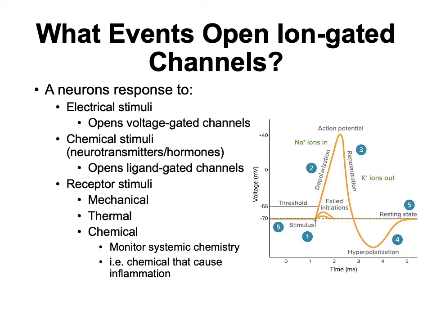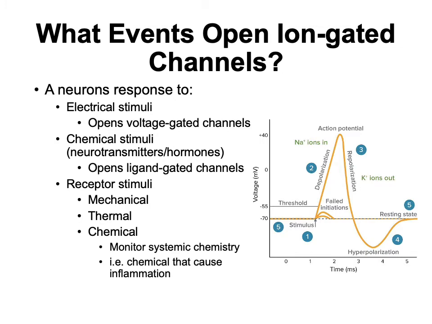And receptor stimuli are mechanical, thermal, and chemical receptors that are in our skin and in our organs, like your Merkel cells, and we have free nerve endings in our skin. We also have mechanical receptors, say in our muscles. When you have a muscle spasm, that's eliciting a mechanical receptor.